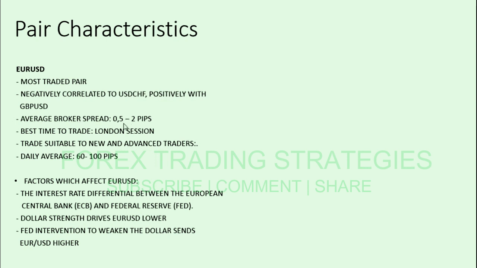Average broker spread is 0.5 to 2 pips. This is the average broker spread, meaning that if you had to choose a broker, play around this average broker spread. Don't choose a broker that offers way more spread size.